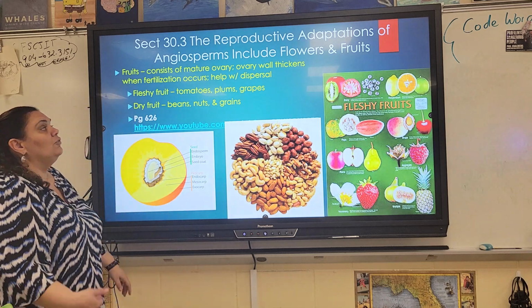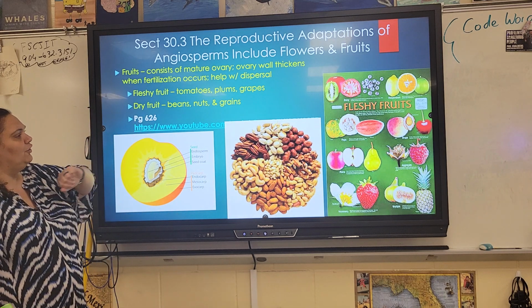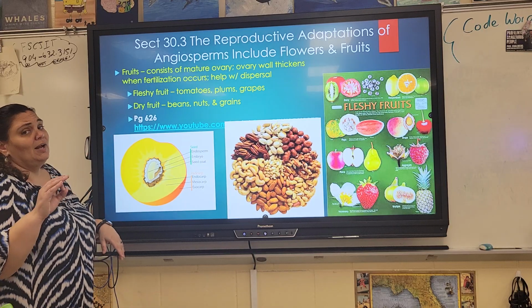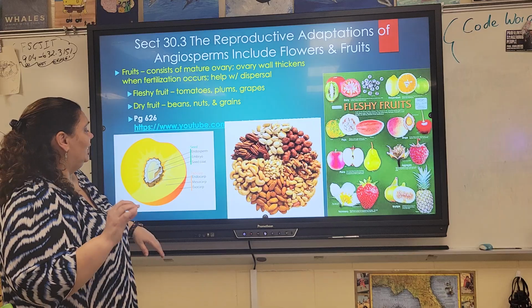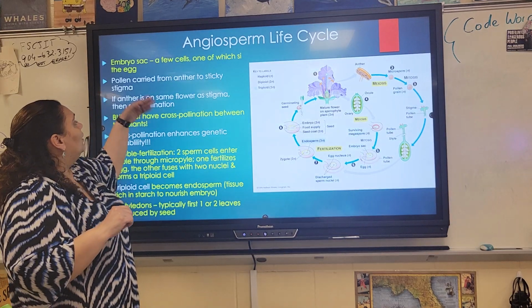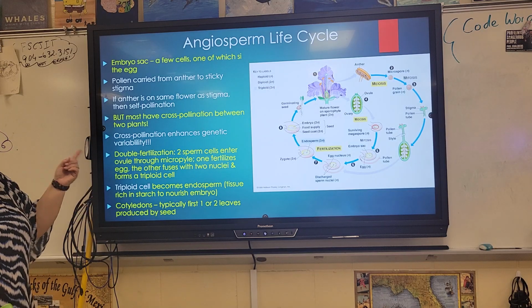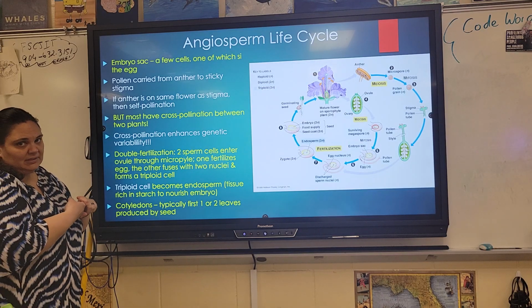Your fleshy fruits, your tomatoes, your plums, your grapes, we've got a video for you to watch. And then of course you've got your dry fruits, your beans, your nuts, your grains. Go check out what a cashew actually looks like on a tree. It is hilarious. Your embryo sac is a few cells, one of which is the egg, but most will actually do cross-pollination between two plants.